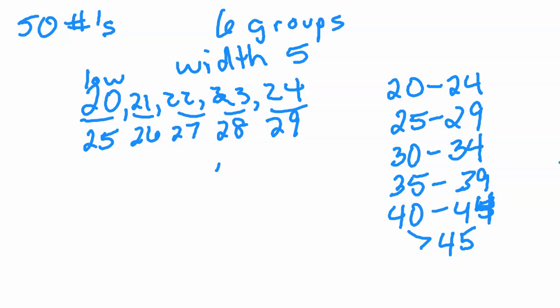So does that make sense? You have to be careful how you write your groups. Oh, okay, so the last one is just 45 and greater. Yeah, I would just do the last one as 45 and greater.